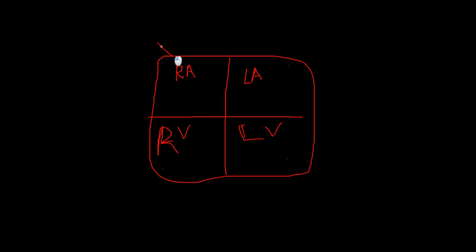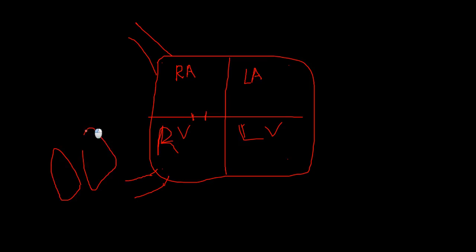So what's going on here is essentially over here on this right atrium, you have blood coming in from the body, deoxygenated blood. It's going to go through the tricuspid valve, and then into the right ventricle, and then it's going to get pumped out through the pulmonary valve here, and then it's going to go into the lungs.